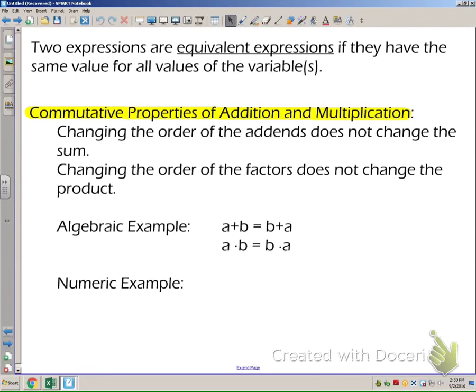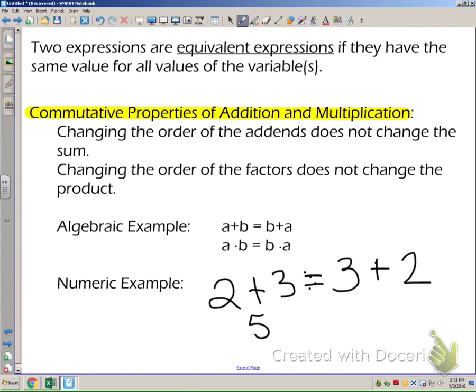So for example, if I have 2 plus 3, that is the exact same thing as 3 plus 2. Either way I go, I still get 5 is equal to 5. Let me go over here and write on the board. So 2 plus 3 is still equal to 3 plus 2. No matter what way I do it, I get the exact same answer. I'll have 5 is equal to 5.